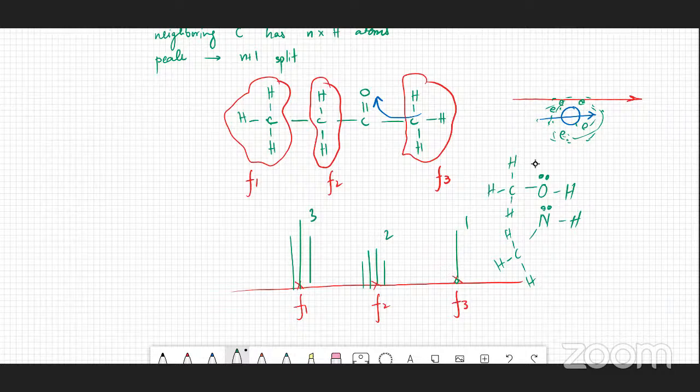Okay, the OH is not going to split the CH3 peak, and the CH3 is not going to have any effect on the H over here. So mutually now they would be separate. Okay, you would have to think they're not affecting each other.